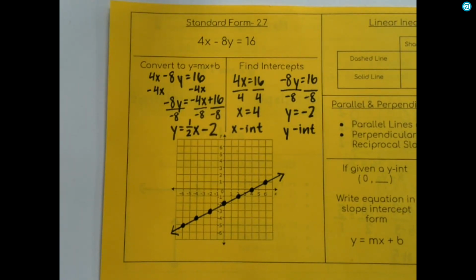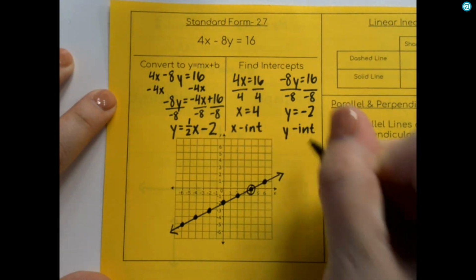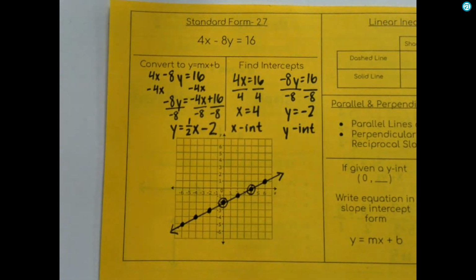If I were to graph that, I would graph a point right here at x equals 4. So this point right here. I would graph a point at y equals negative 2. And I would connect those. And it would end up with the exact same line. So that's how you graph once you get your intercepts. Okay. Any questions about standard form?